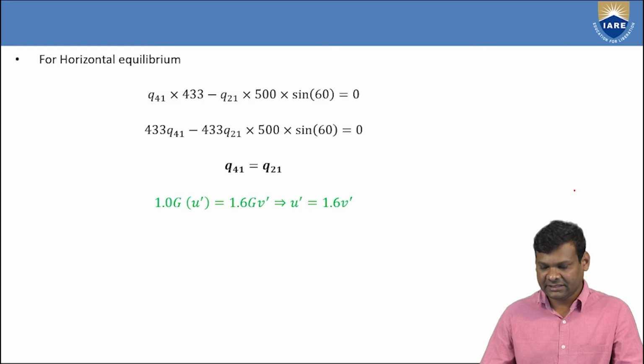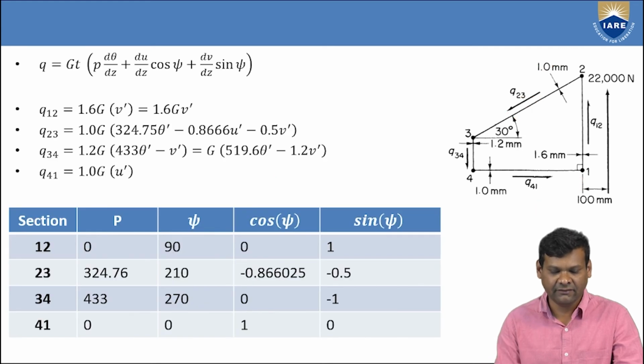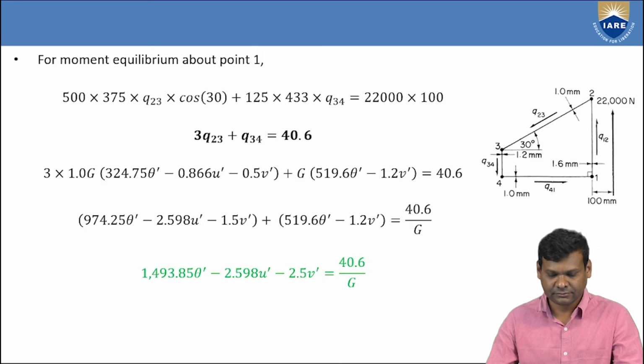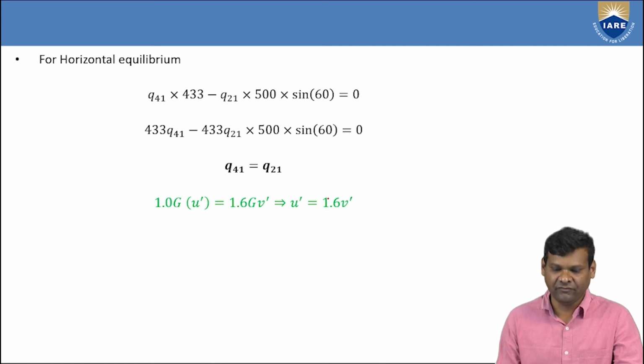Finally what I get is, for horizontal equilibrium, Q41 is equal to 433 minus Q21 into 500 sin 60. After simplification, what I get is Q41 is equal to Q21. When we substitute these formulas of Q41 and Q21, that already we have noted here, then what we get is u dash is equal to 1.6 times v dash.